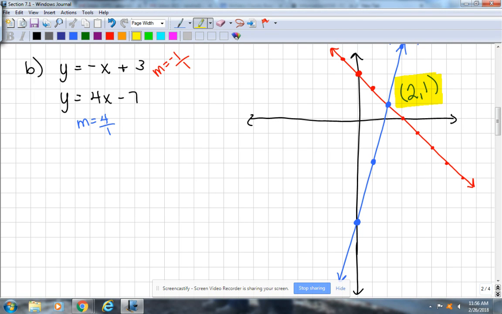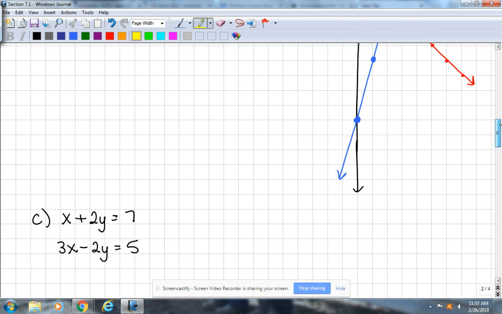So far, all of our lines have already been in slope-intercept form. So we need to see a few examples where they are not yet in slope-intercept form. So that's what we're going to do next with this next example.